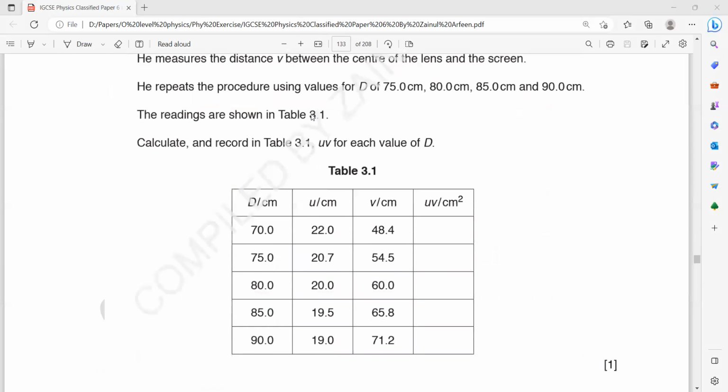The readings are shown in figure 3.1. So you can see the readings are there. We have to calculate and record these values in table 3.1: uv for each value of D. uv means u multiplied by v.